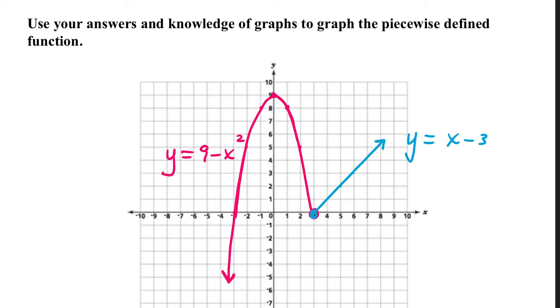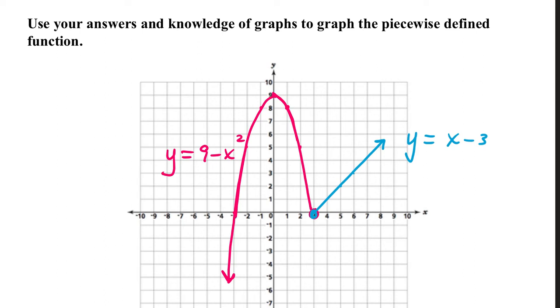Okay, so here we go. The top piece of the function was defined as 9 minus x squared for values of x less than 3. So that's a parabola that opens downward and has a y-intercept at 9.